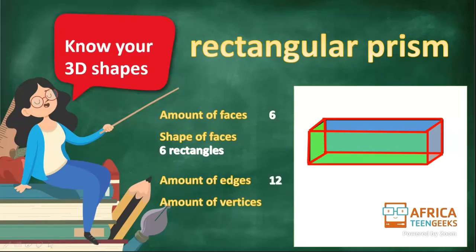Amount of vertices. So if you have your picture in front of you, if you don't, just look at the screen. You'll see we'll circle them. 1, 2, 3, 4, 5, 6, 7, and 8. Guys, are you getting confused between vertices and edges? Remember, the edge is indicated with the red line here. It's always a line between two of the faces. And the vertices, those are the corners.